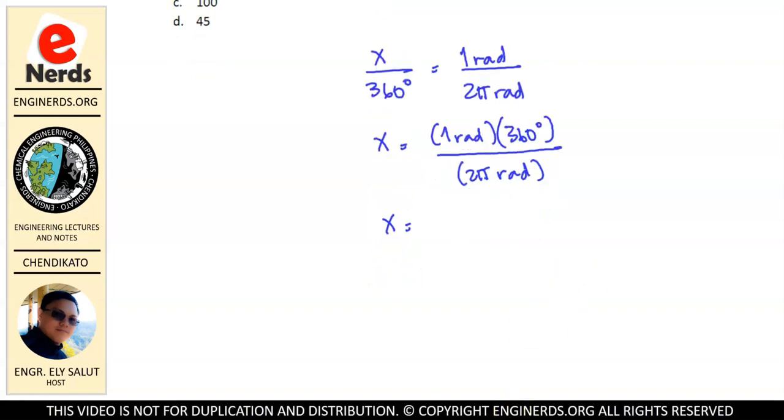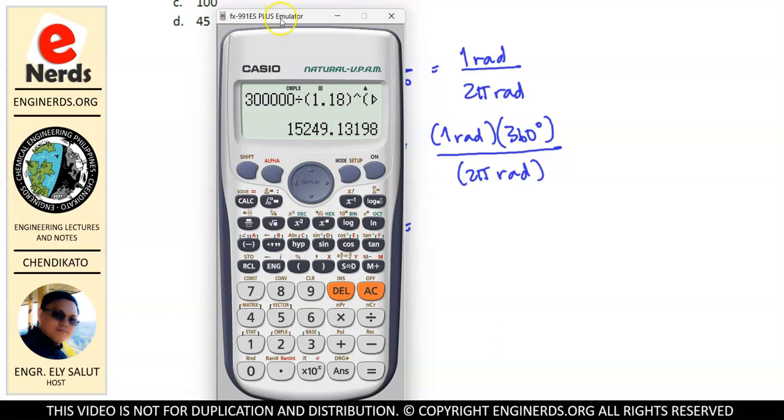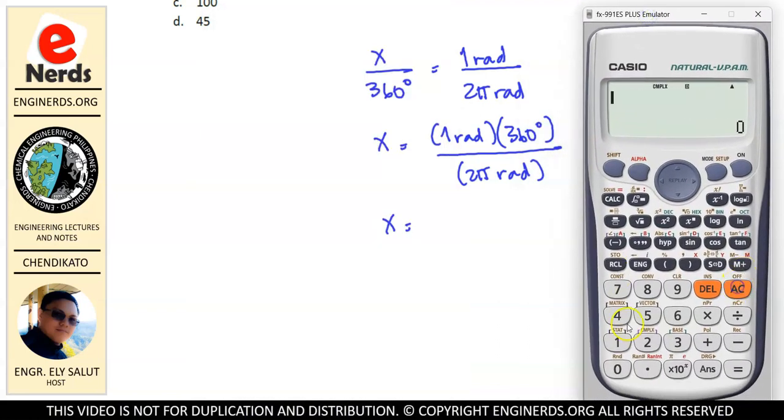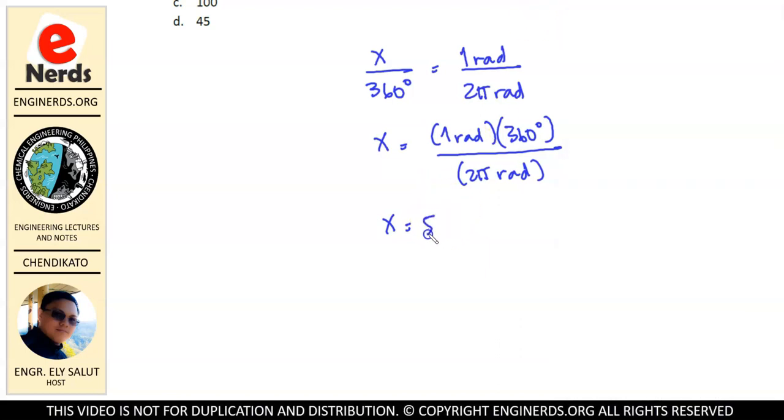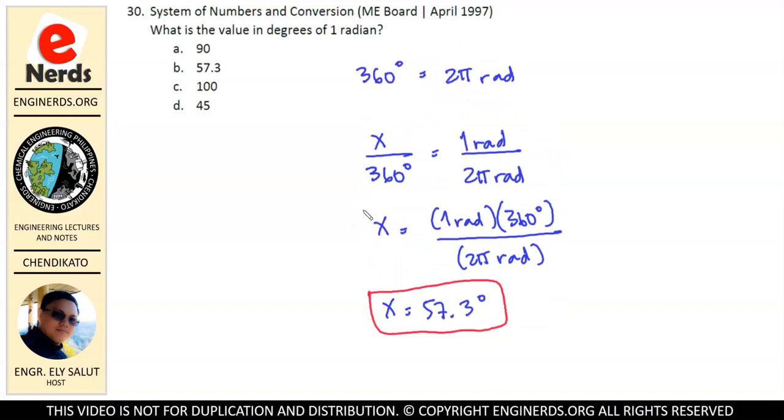Let's use our calculator again. Okay, so we have our radian will be cancelled out. So we have 360 in our numerator divided by 2 and divided by pi. So we have 57.295, so let's say 57.3 degrees. Okay, so this is our final answer in here, which is letter B sa ating mga choices.